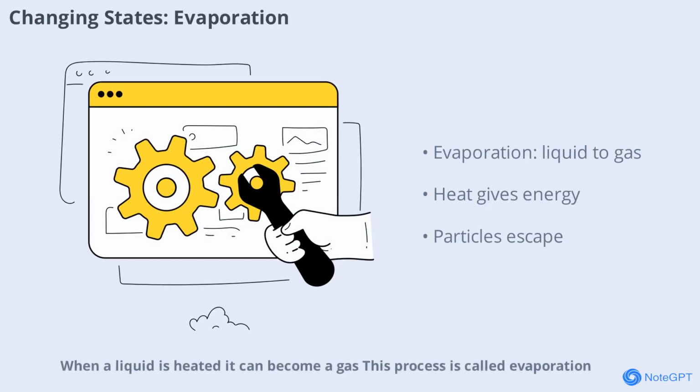When a liquid is heated, it can become a gas. This process is called evaporation. For example, when water boils, it turns into steam. Evaporation happens when particles gain enough energy to break free from the liquid and spread out as a gas.